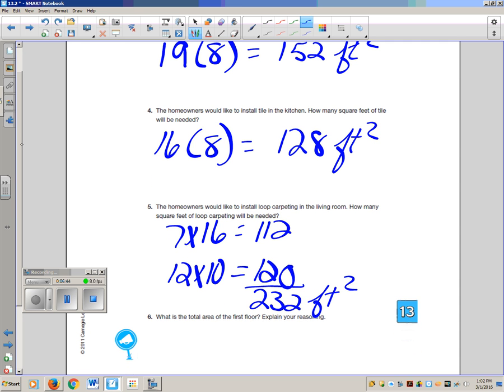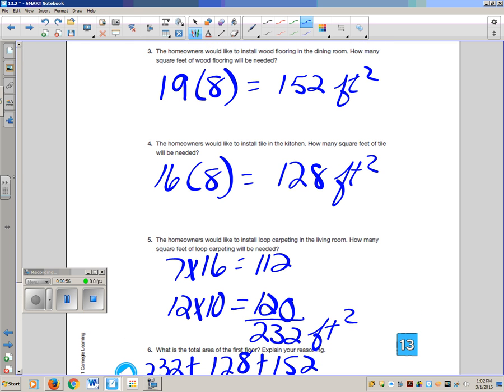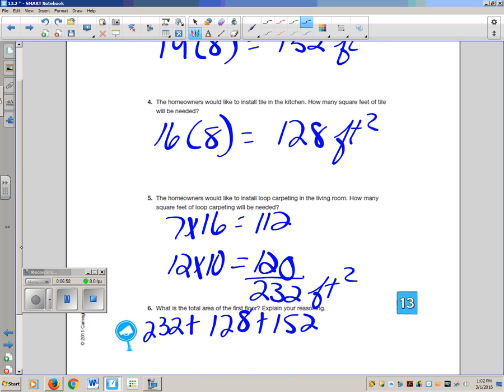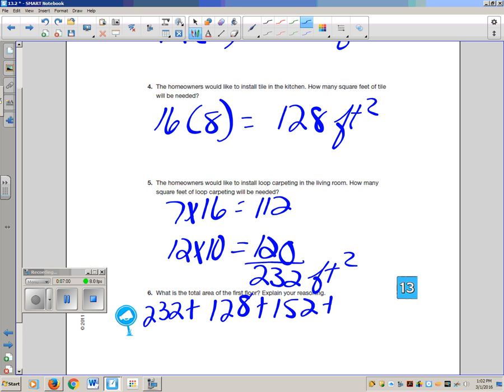What is the total area of the first floor? 232 plus 128 plus 152 plus 100. If I add all those up, I will get 612 square feet.